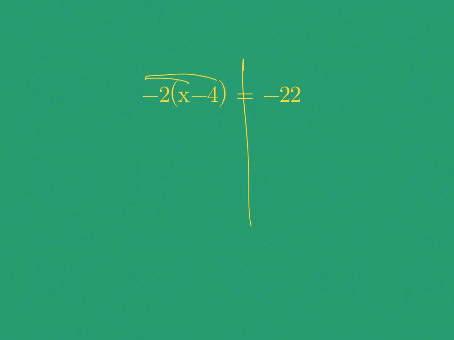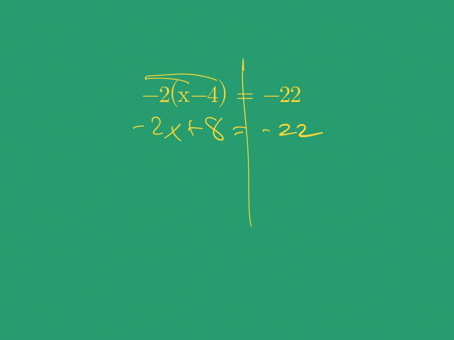Negative 2 times x is negative 2x. Negative 2 times negative 4: positive or negative? Positive 8. Remember, a minus sign and a negative sign are kind of one and the same. So we're going to treat that 4 like a negative 4 when we're multiplying here.